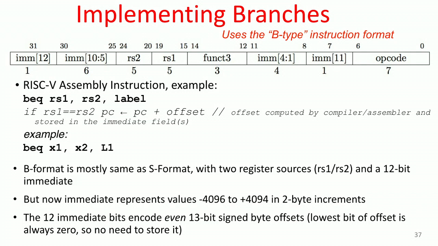Does anybody know how to do comparison? How do we compare 2 register values? You have two 32-bit values. Yeah? You do an XOR and see if there's any ones. Could do an XOR, yeah. That's generally what we do, a bitwise XOR.